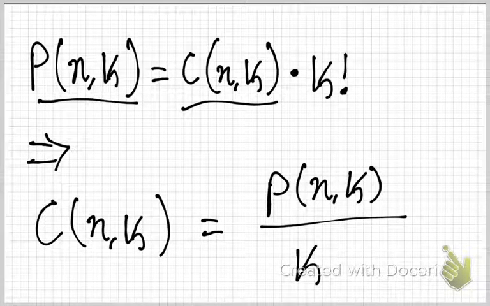Just by applying some algebra, we see that if we divide by k factorial on both sides, C(n,k) is equal to P(n,k) over k factorial.